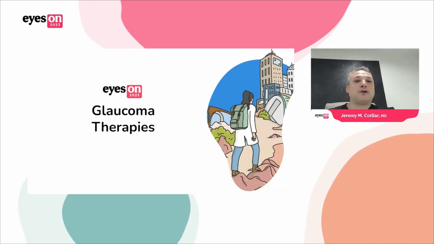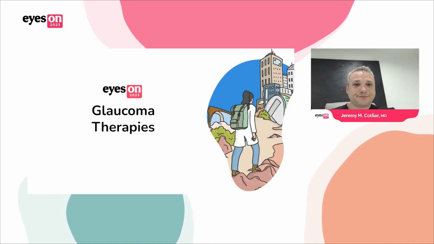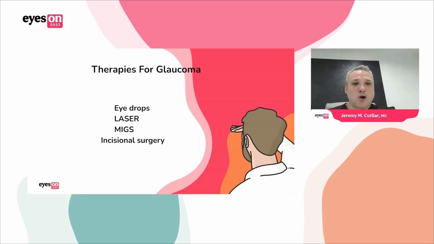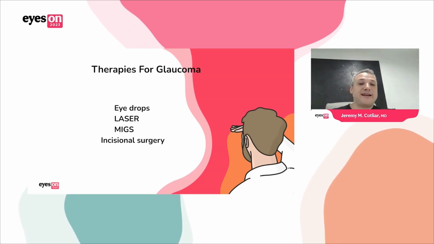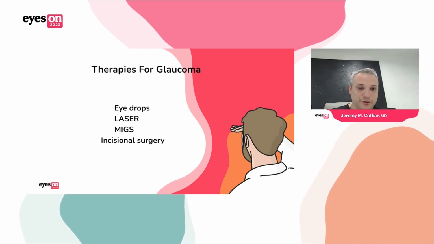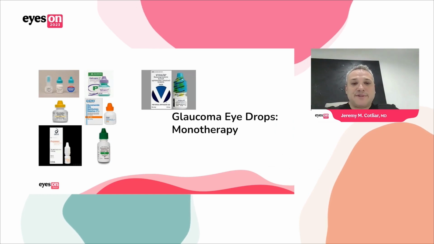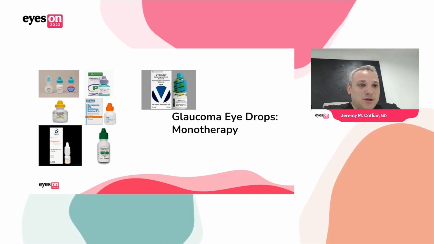So now we're on to glaucoma therapies. Therapies for glaucoma: we have eye drops, we have laser, we have MIGS, the minimally invasive glaucoma surgeries, and incisional surgery. So, glaucoma eye drops, the monotherapy drops. I just put some pictures here of the typical drops that we use.